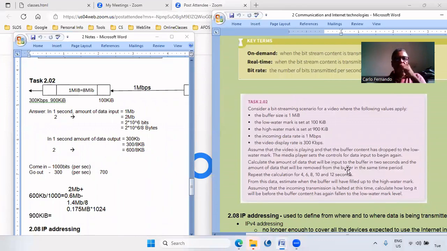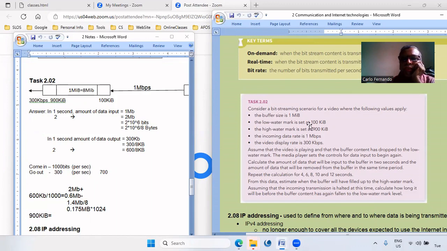Let's look whether I have taken the data correctly. The buffer size is 1 megabyte. I have told you before also that capital B is for byte and small b is for bits. So it's converted, the size is 8 megabits, because the speeds and all that are given in bits.